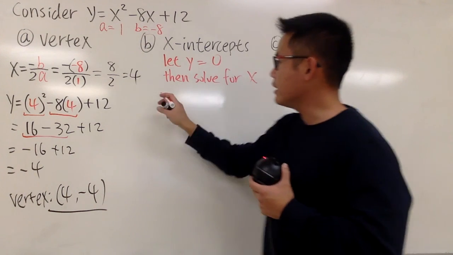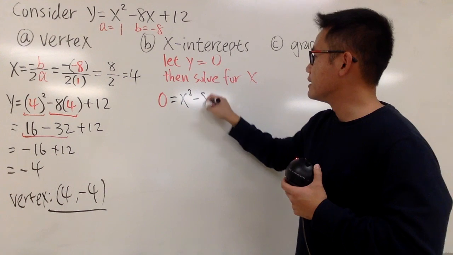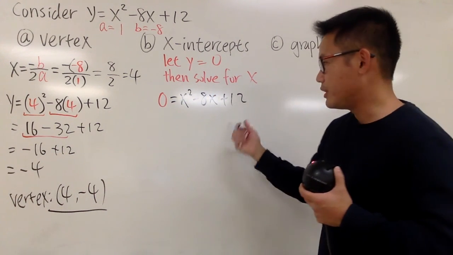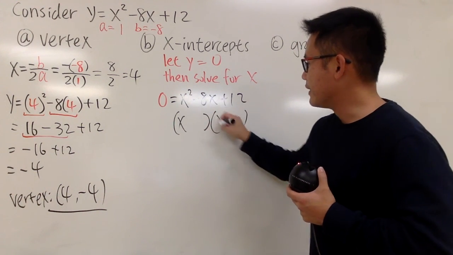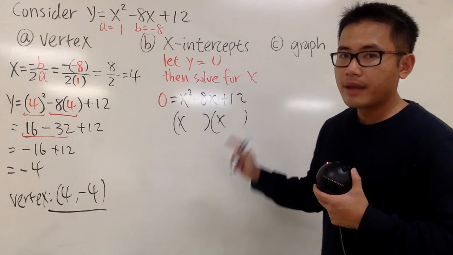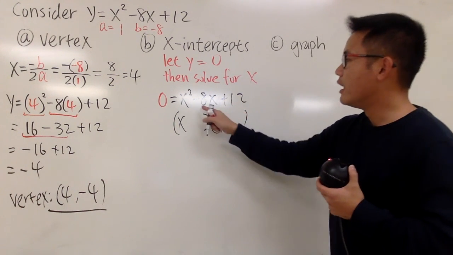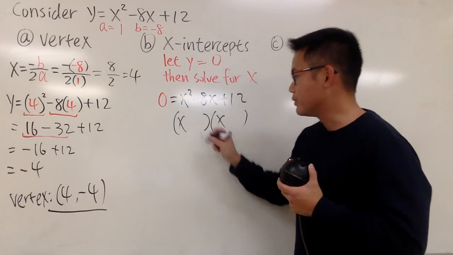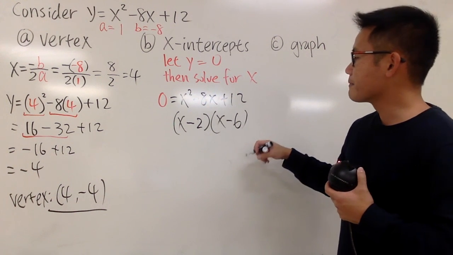Plugging 0 into y, we have 0 equal x squared minus 8x plus 12. This right here is actually factorable. It's pretty easy, because to factor this, we can just have x and x to get the x squared. And now, what times what gives us positive 12, and together, they have to add up to be negative 8? The correct combination that we'll use is minus 2 and minus 6, okay?